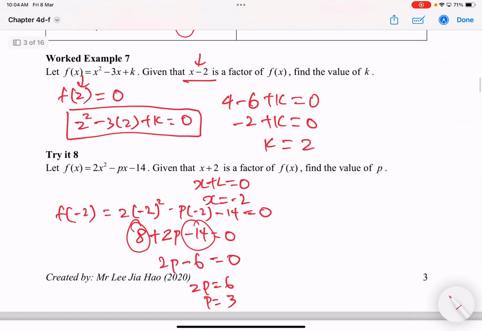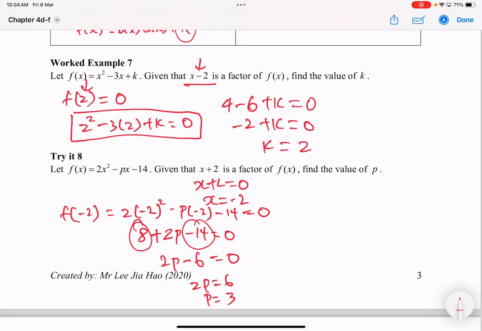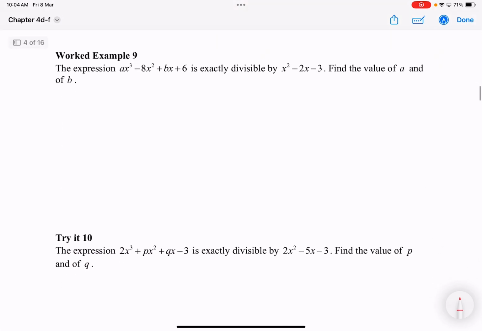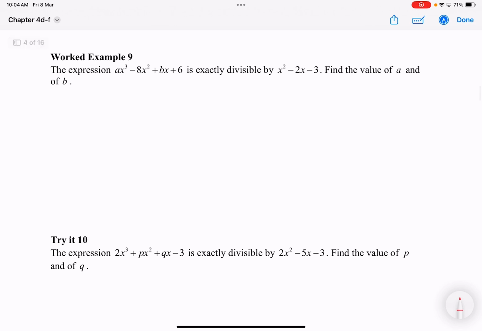You would expect to see this kind of level of question in the exam, the simple one, maybe like question 1 or question 2. This kind of question, you cannot give away the marks. Because if you really give away the marks for this one, you're going to be really very disappointed. Okay, let's move on. Worked example number 9. Let's take a look at the next one.